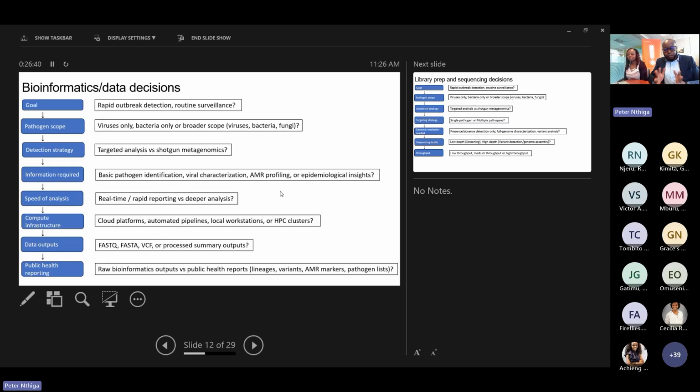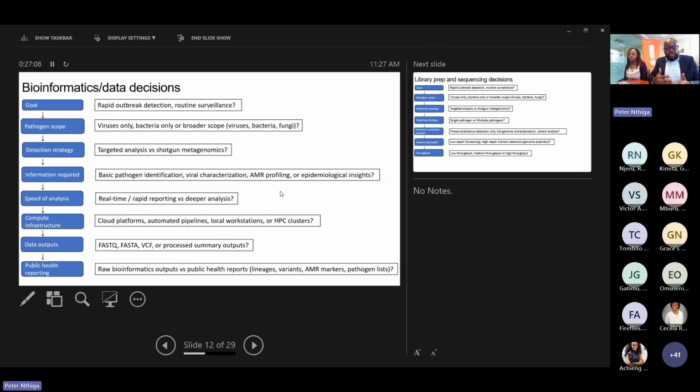Of course, there are more key factors that we can consider. And again, we start with the goal in mind. What are we really addressing here? Is it rapid outbreak detection? Is it routine surveillance? Is it pathogen discovery? In the data tool that we are using, what insights are we targeting, whether from viruses? Do we want insights about bacteria from this particular objective?